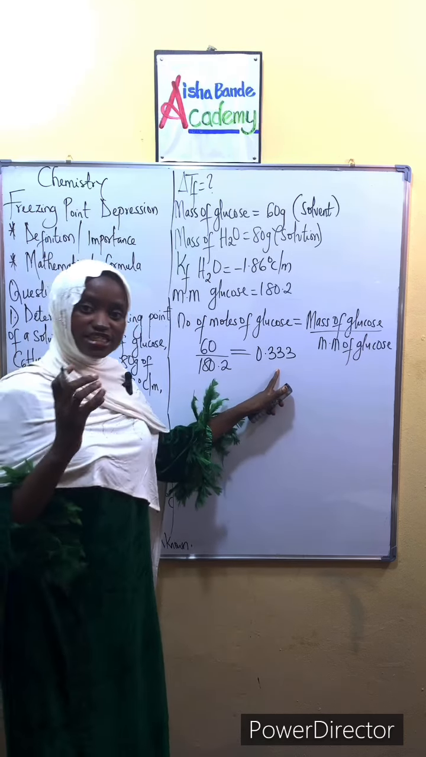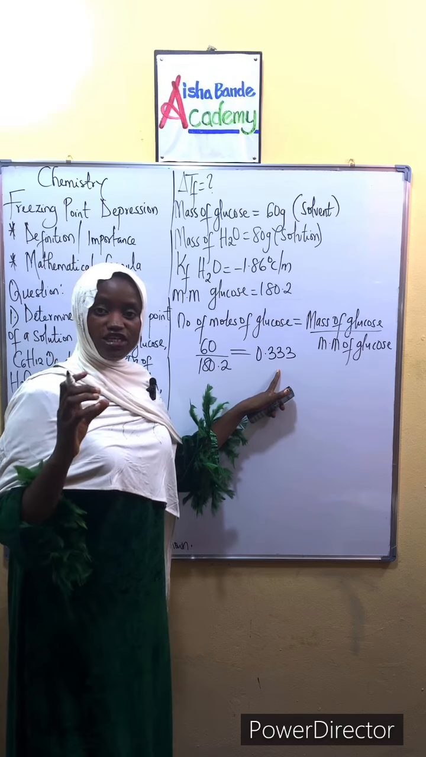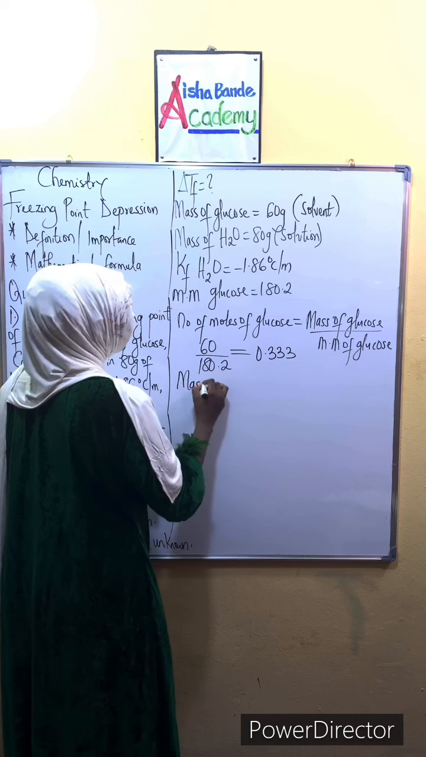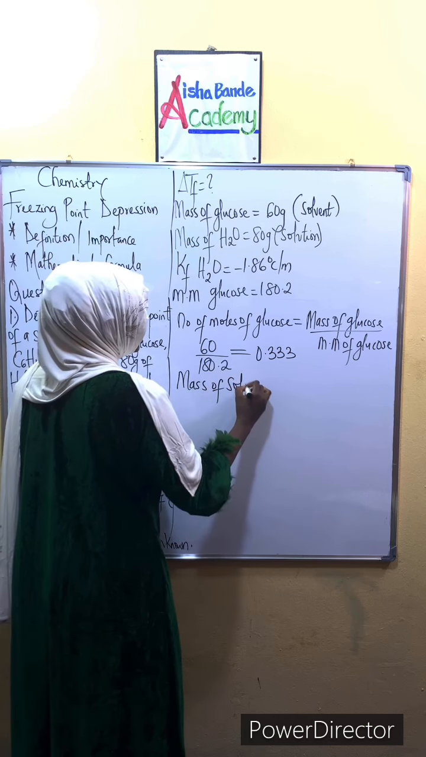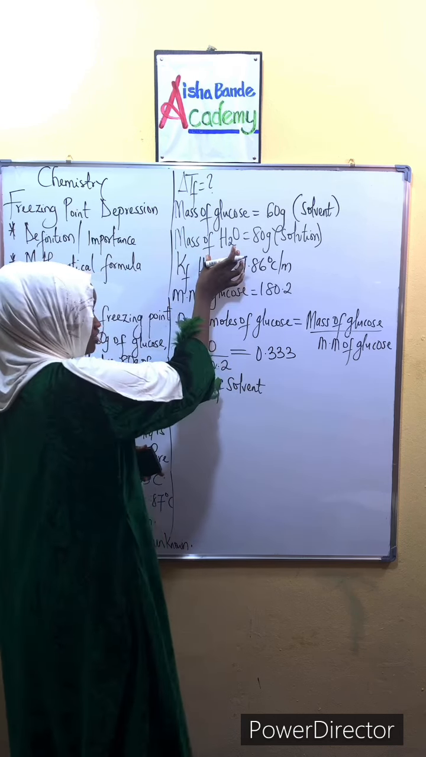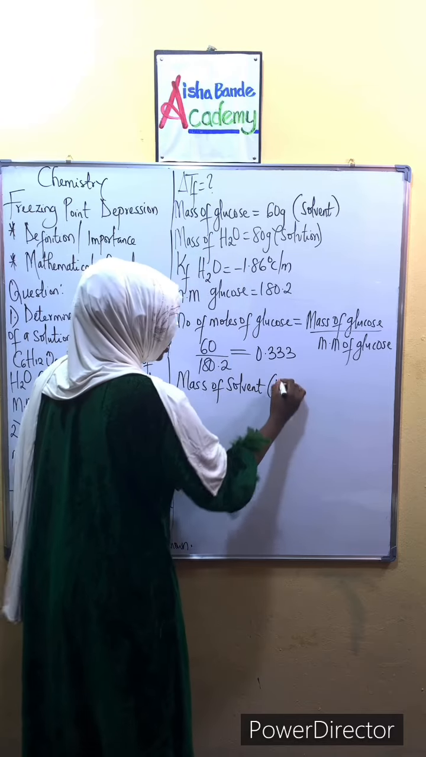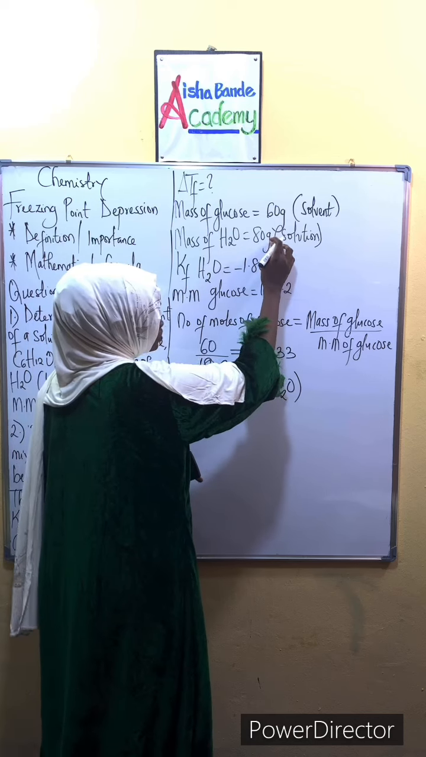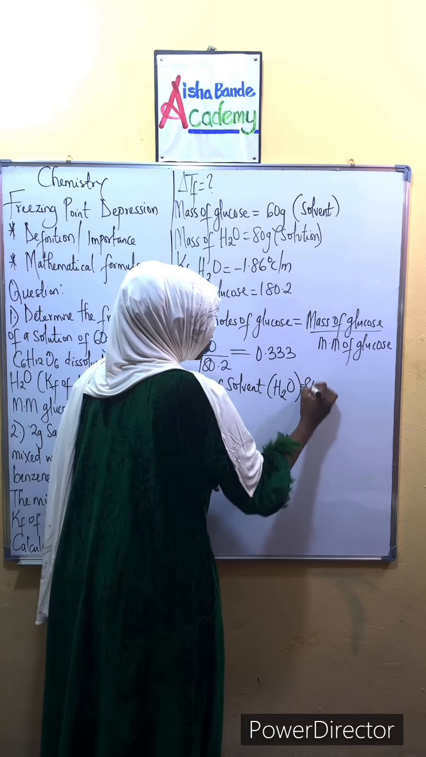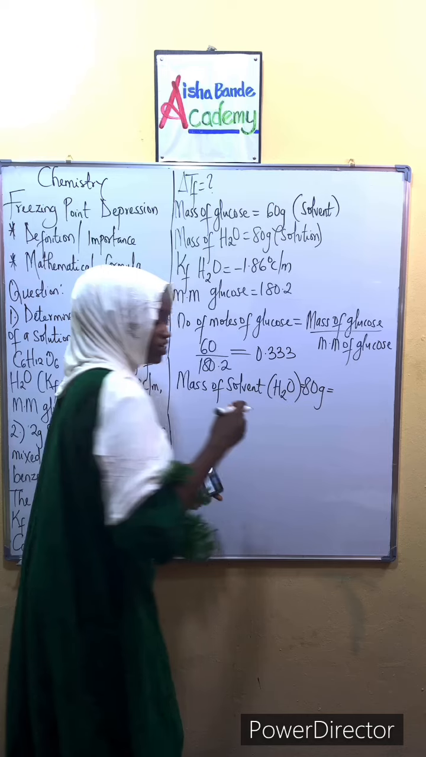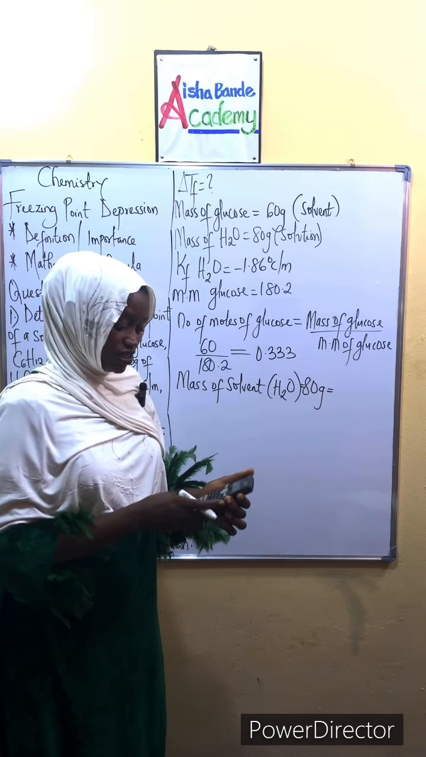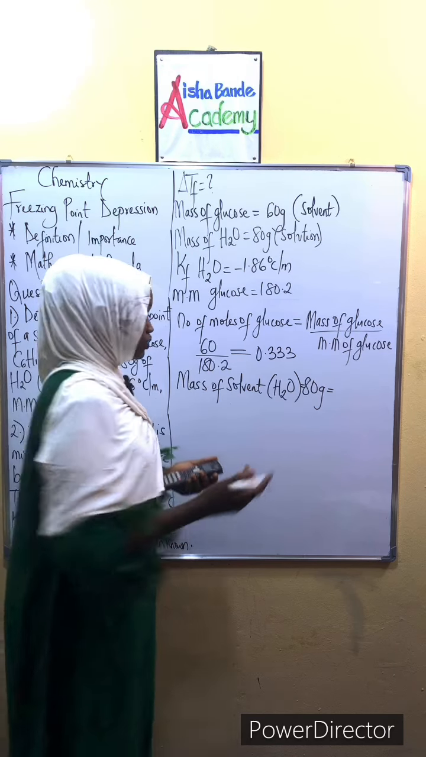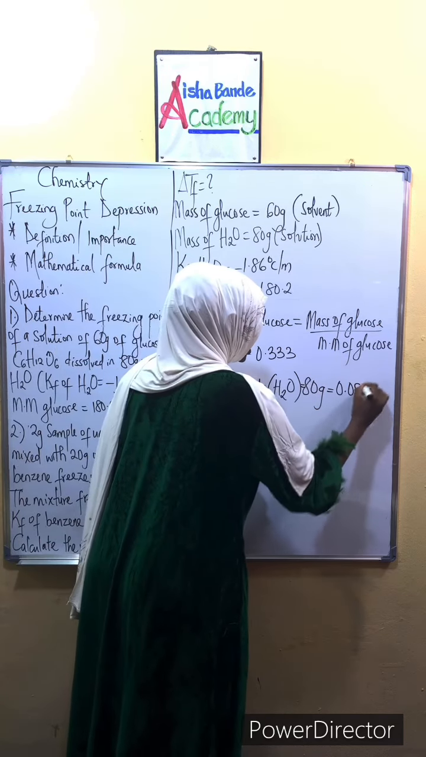Okay, so the next step is for us to find the mass of solvent, which is water, in kilograms. As you can see, the mass of solvent has been given. The solvent here is the water, right? But we have to find it in kilograms because we have been given it in grams. So this is equal to 80 grams. And for us to convert 80 grams to kilograms, we divide by 1000. 80 divided by 1000 gives us 0.08 kilograms. Okay, so here we have 0.08 kilograms.